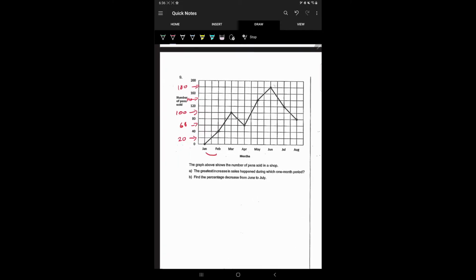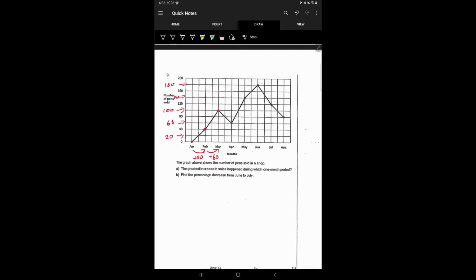So from January to February is basically 40 minus 0. So it's a plus 40 for this month. From February to March, it's 100 minus your 40. So it's a plus 60 here. From March to April, it's a decline. So we don't have to bother calculating that.